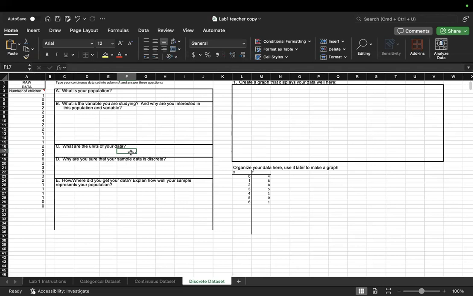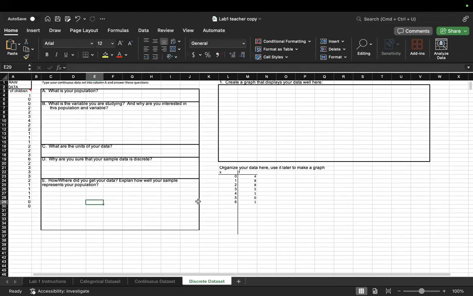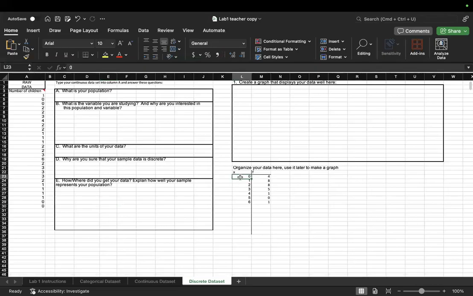Now, once again, with units, there's really not units. If I wanted to say the units are kids, that's fine. I won't mark you down for it, but basically there's not units. I want to know how your variable fits with the definition of discrete. That's what you're telling me in this box. E is the same: how did you get your data? Where did it come from? You can organize your data here. What I have is the outcome, the number of kids they have, and then frequency. So this is just my frequency table.